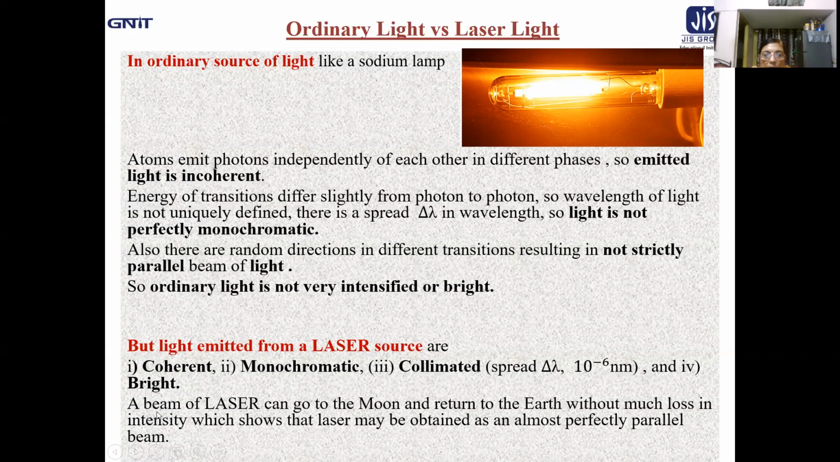Out of these four characteristics, I have already shown you in the last figure that monochromaticity, collimation and brightness you can see visibly, but coherence you cannot see, you cannot get the idea by looking at it. For your information, a beam of laser can go to the moon and return to the earth without much loss in intensity, which shows that laser may be obtained as an almost perfectly parallel beam. I think this information is very much with you, isn't it?